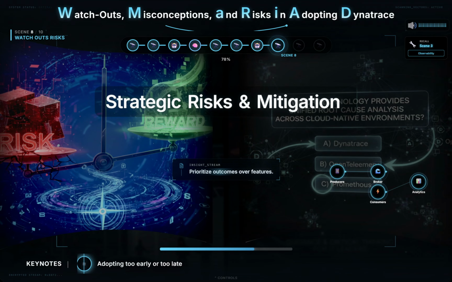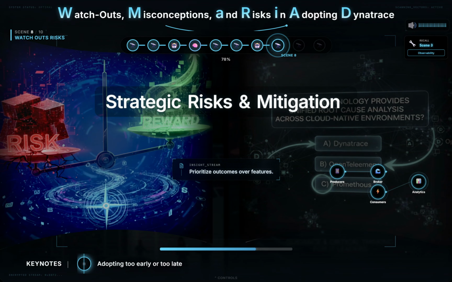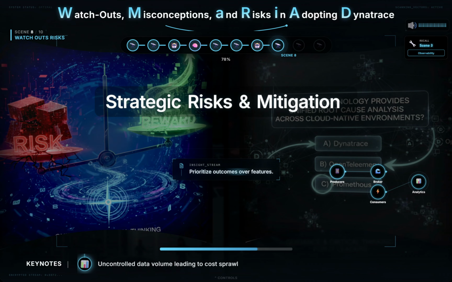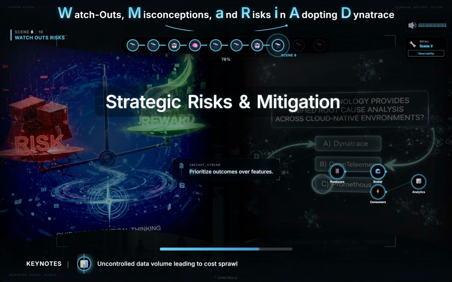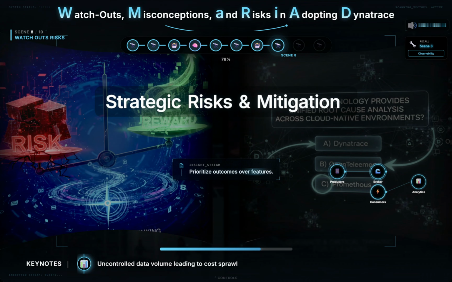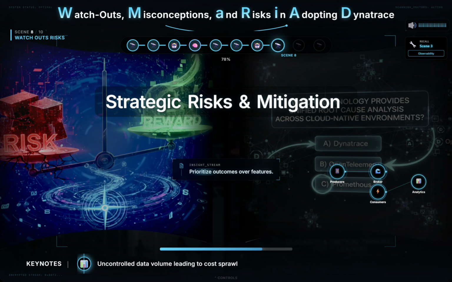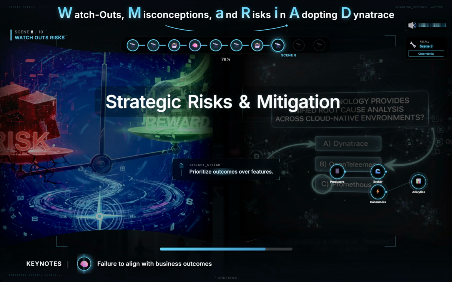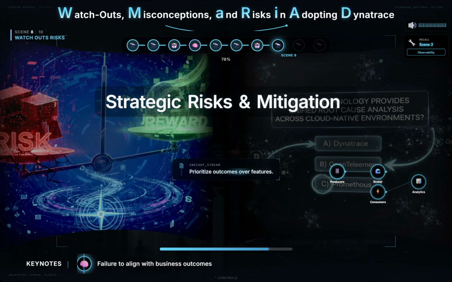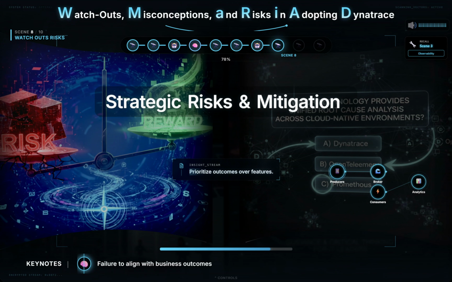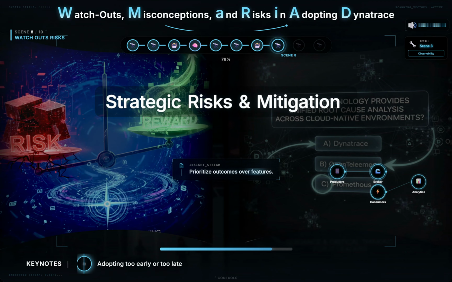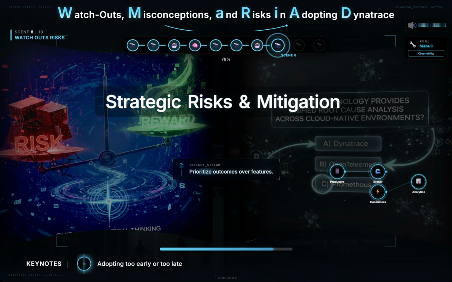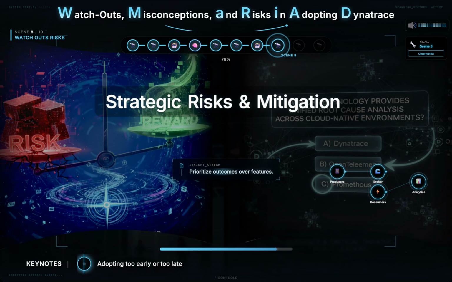Finally, the strategic risks boil down to timing and oversight. Adopting either Dynatrace or OpenTelemetry too early, without a clear, defined observability strategy and a solid understanding of your actual pain points, can lead to overspending or building the wrong solution. Conversely, delaying adoption too long leaves you vulnerable to outages, security breaches, and escalating technical debt without the insights needed to react effectively. The risk of uncontrolled data volume, particularly with OpenTelemetry's flexible nature, can quickly lead to cost sprawl in your chosen backend analytics platform.